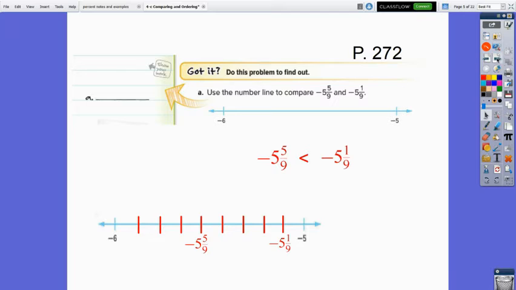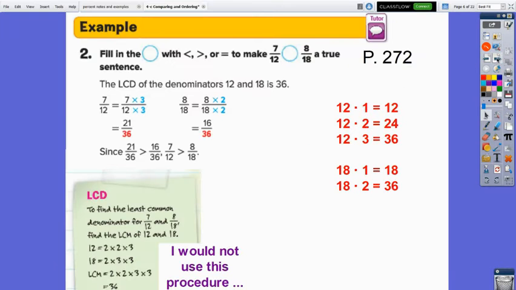Now, these fractions had common denominators, so they were pretty simple. What if they don't have common denominators? Okay, well, if you're comparing 7/12 and 8/18, now sometimes these fractions are so far off that you don't even need to calculate to know which one is bigger and smaller.